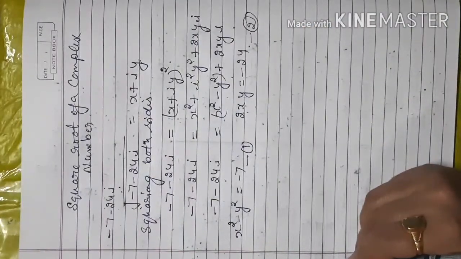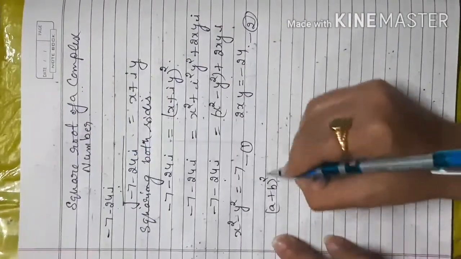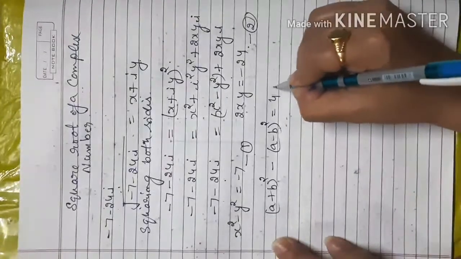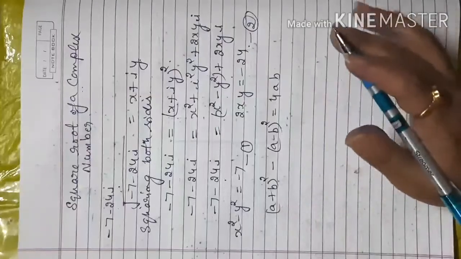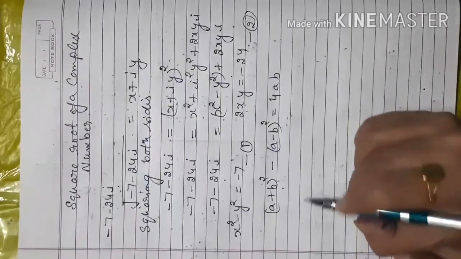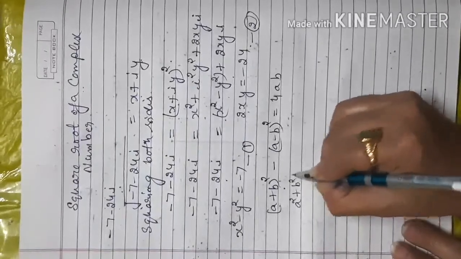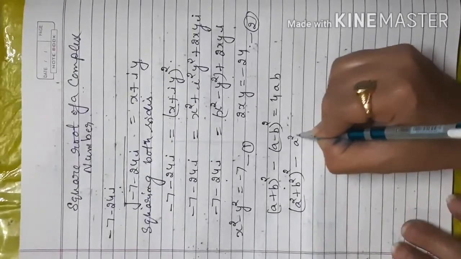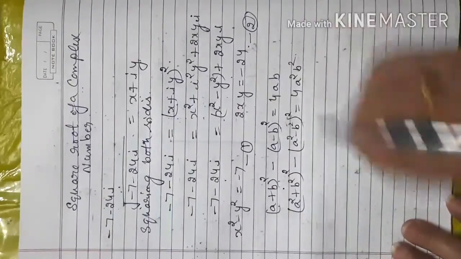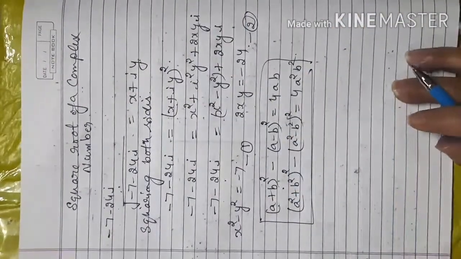In algebra, I have a formula: if we take (a plus b) whole square and subtract (a minus b) whole square, that gives me directly 4 times ab, because a square and b square cancel in both cases, and 2ab and minus minus plus 2ab gives me 4ab. But if instead of a and b I consider a square and b square, then (a square plus b square) whole square minus (a square minus b square) whole square becomes 4 times a square b square. So this formula I have to apply here to find the values of x and y.